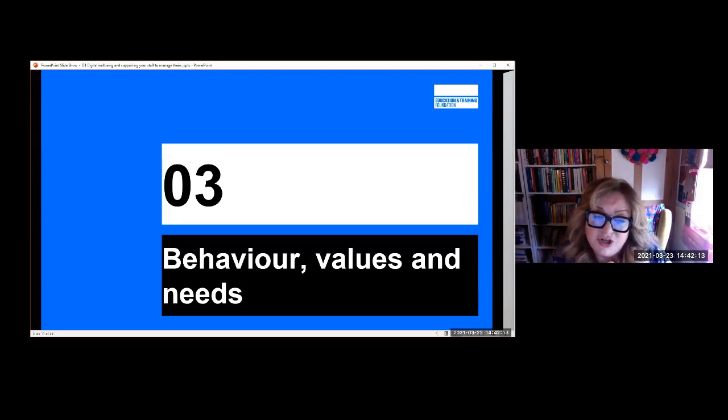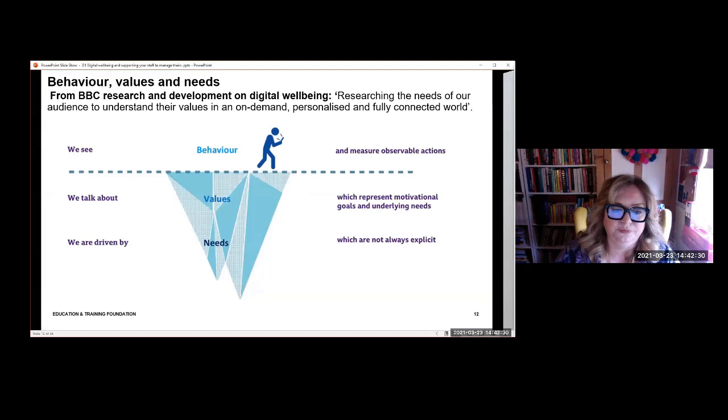So to explore the relationship between digital technology and wellbeing, it's worth having a look at behaviour, values and needs in a broader sense, as every choice we make, whether that's in the realm of digital or beyond, is driven by individual needs. So if we move on to the next one. The BBC are doing some really interesting and ongoing research about behaviour, values and needs, and there's a link to all of this stuff and the PDFs when we send the presentation out, which you can obviously use as resources if you want to.